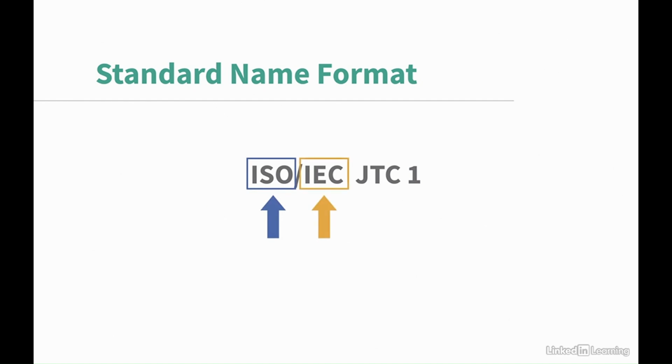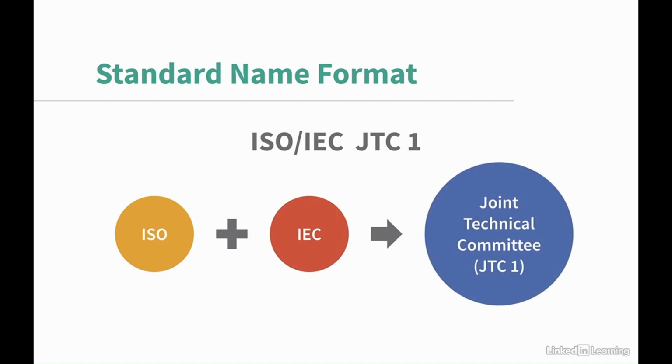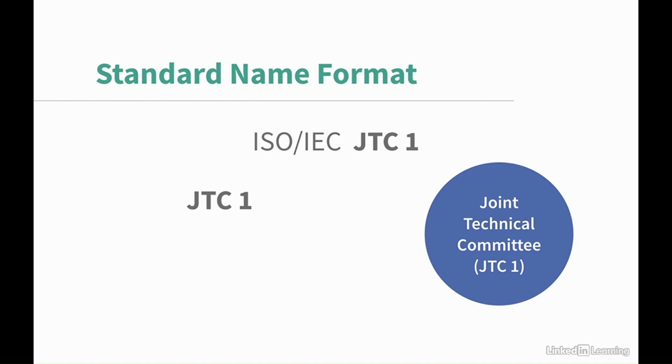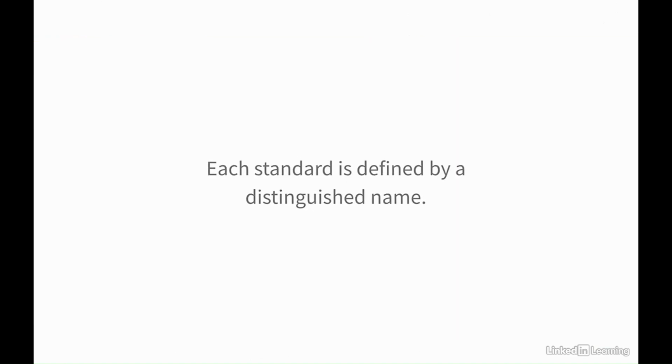The name represents the two organizations that work on the standard. ISO and IEC have established a joint technical committee. It is called JTC-1, which stands for the Joint Technical Committee. The committee members are the people who develop standards to codify certain guidelines. Each standard is defined by a distinguished name. This represents the organization, committee, and subcommittee.